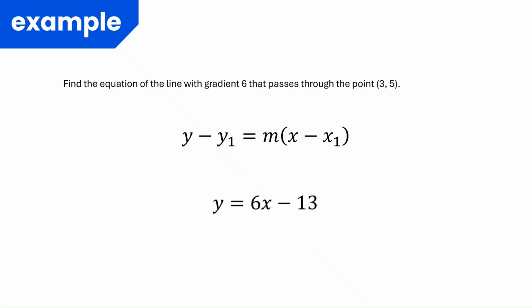Now this isn't the only way you could have answered this question, so if you got to the answer another way, that's fine. This method just gives you a quick way to get to the answer.